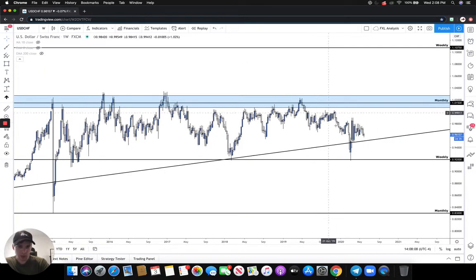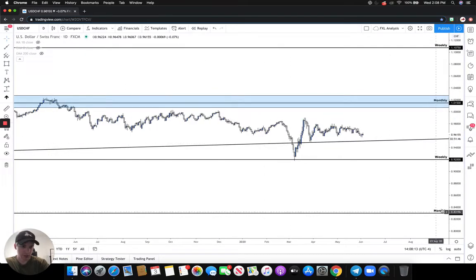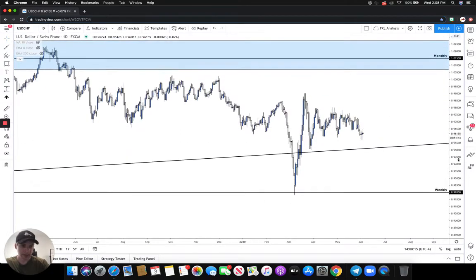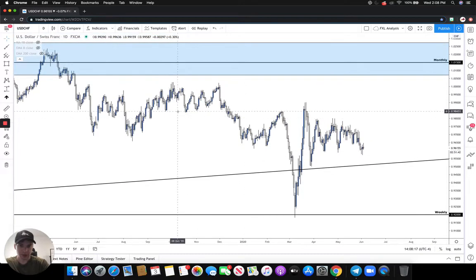All right, so this is the weekly. Okay, a lot of consolidation. Let's drop down again, closer to current price action. So we're going to the daily time frame now. All right, so we can start identifying some key levels here. So this was a key level.